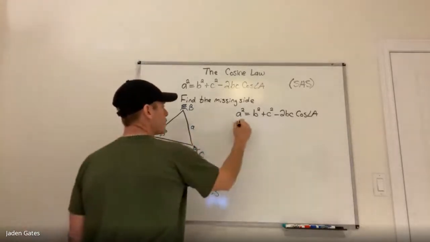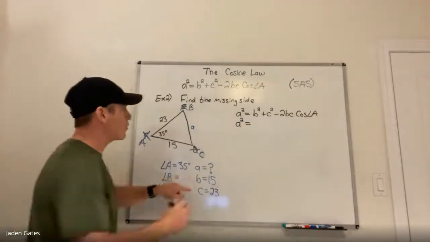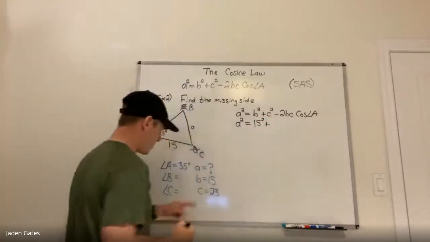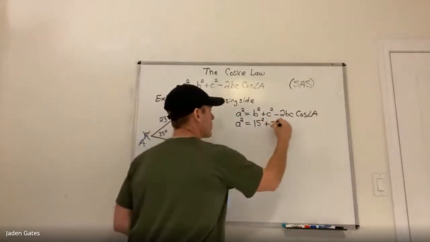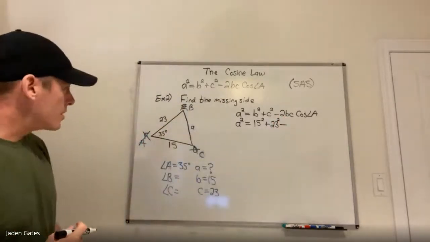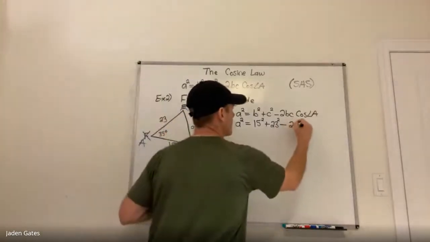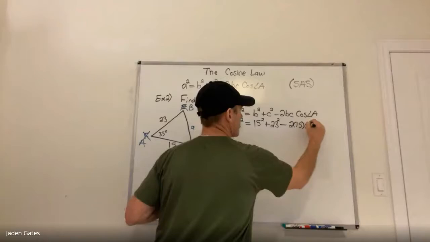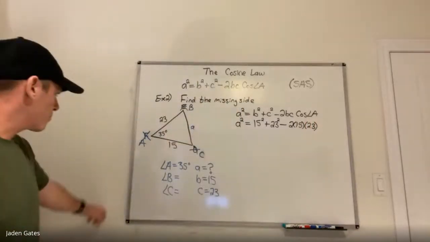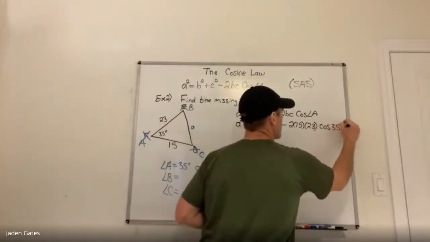All right, so let's see here. I got A squared. What's B? I got a 15 and a 23 here, so B is 15 squared. C is 23, so now I got a 23 squared. Minus 2BC, cosine angle A, so I got minus 2 times 15 times 23, and what was the angle A there? And that's why I write it with givens. 35, so I got cos 35 degrees.